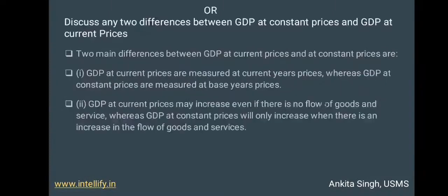Or discuss any two differences between GDP at constant prices and GDP at current prices. The two main differences between GDP at current prices and at constant prices are: GDP at current prices is measured at current year prices, whereas GDP at constant prices is measured at base year prices. So it means that GDP at current price is measured at current prices, whereas the GDP at constant price is measured at the base year price.